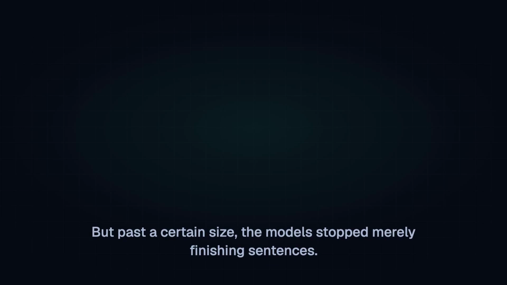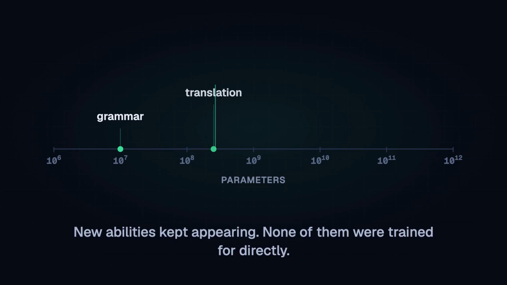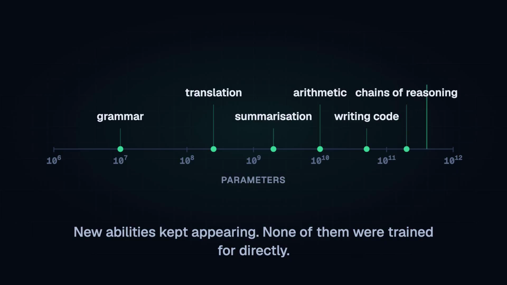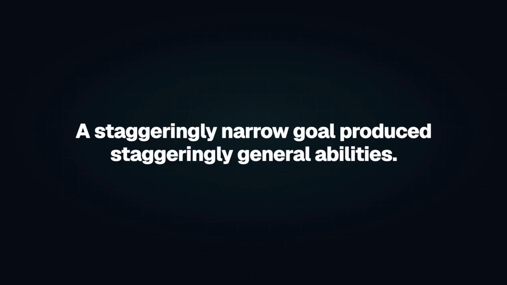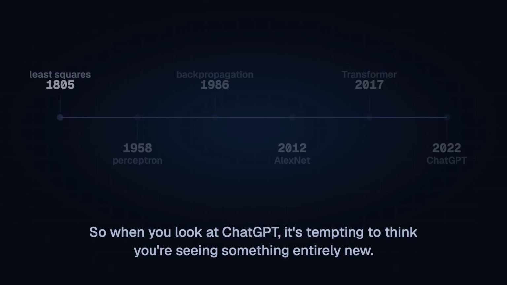But past a certain size, these models stopped merely finishing sentences. Translation, summarization, arithmetic, writing code, chains of reasoning, conversation. None of it trained for directly. A staggeringly narrow goal produced staggeringly general abilities. So when you look at ChatGPT, it is tempting to think you're seeing something entirely new.